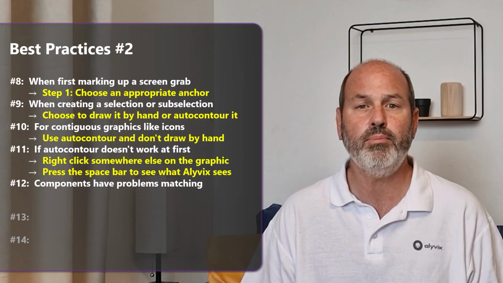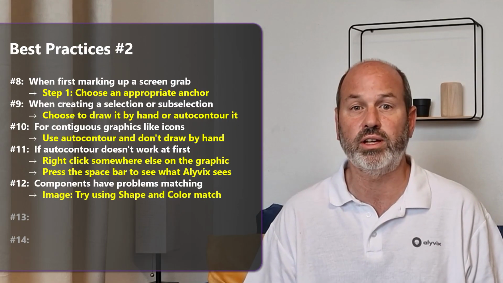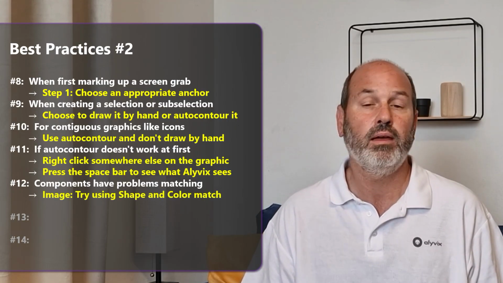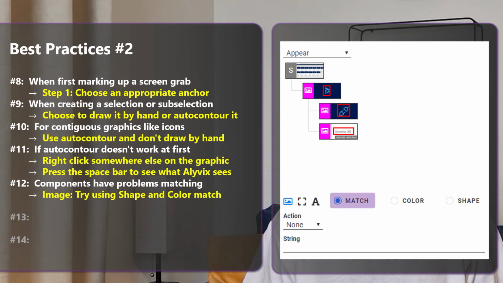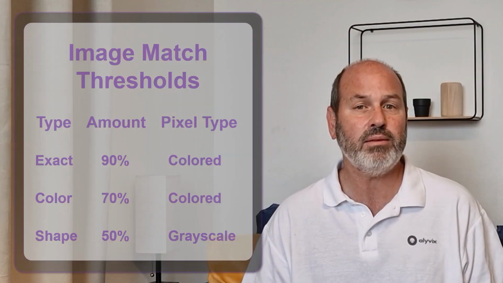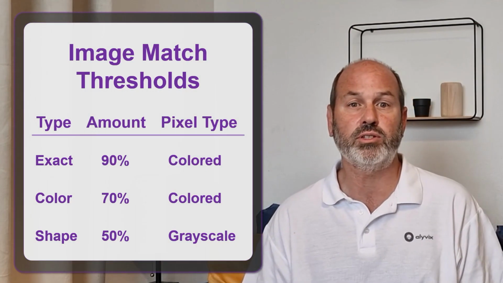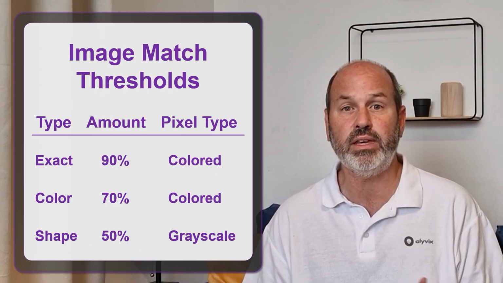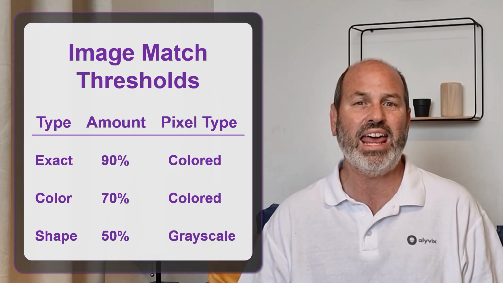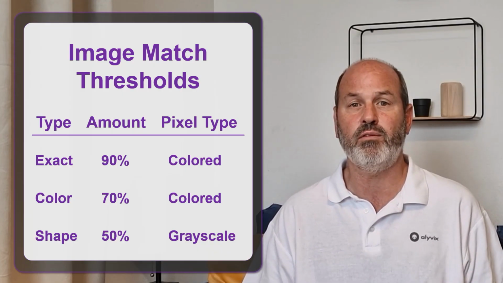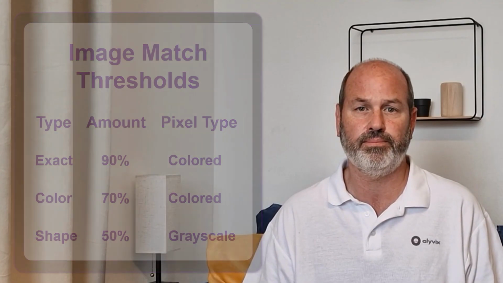The component parameters include what is considered during the matching process. By default, an image component matches both the colors and the shape of the selection. But you can also match them independently, just color or just shape. An exact match means 90% of colored pixels are the same. A color match means 70% of colored pixels are the same. And a shape match means that 50% of grayscale pixels are the same.